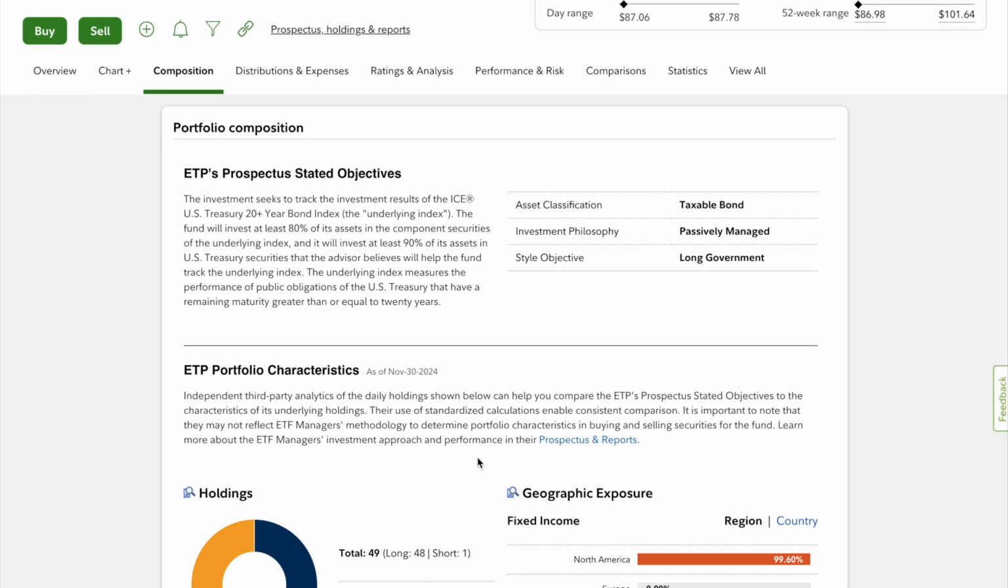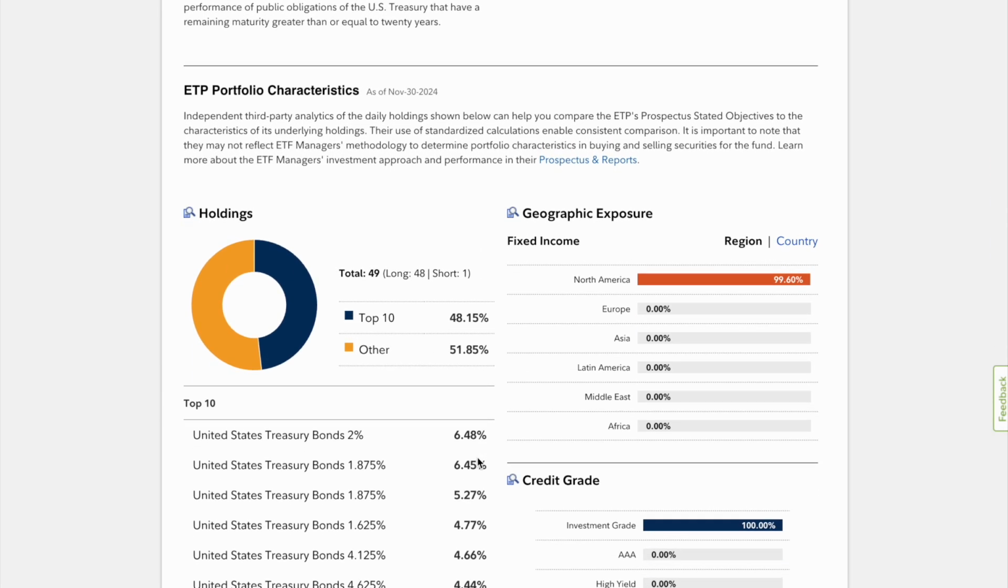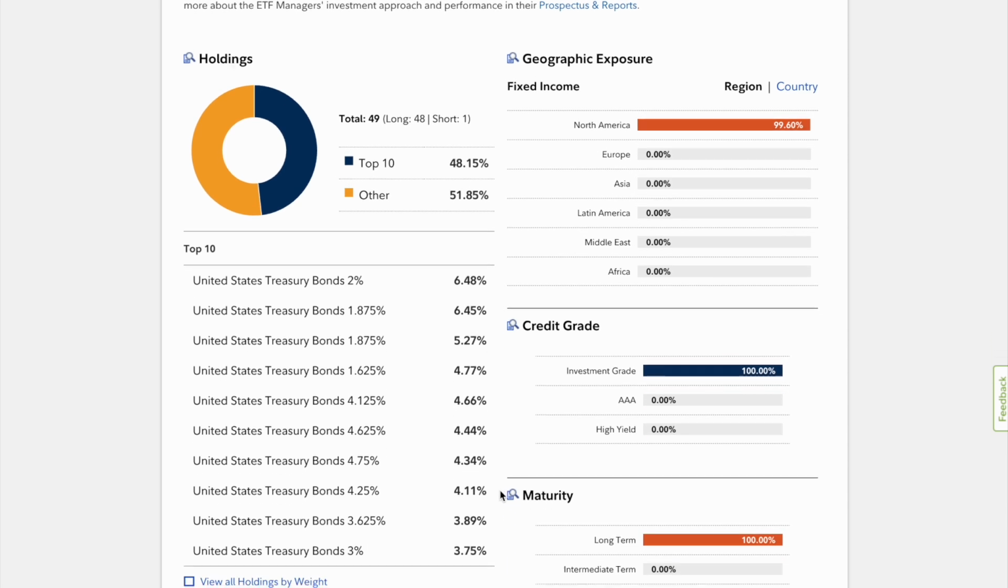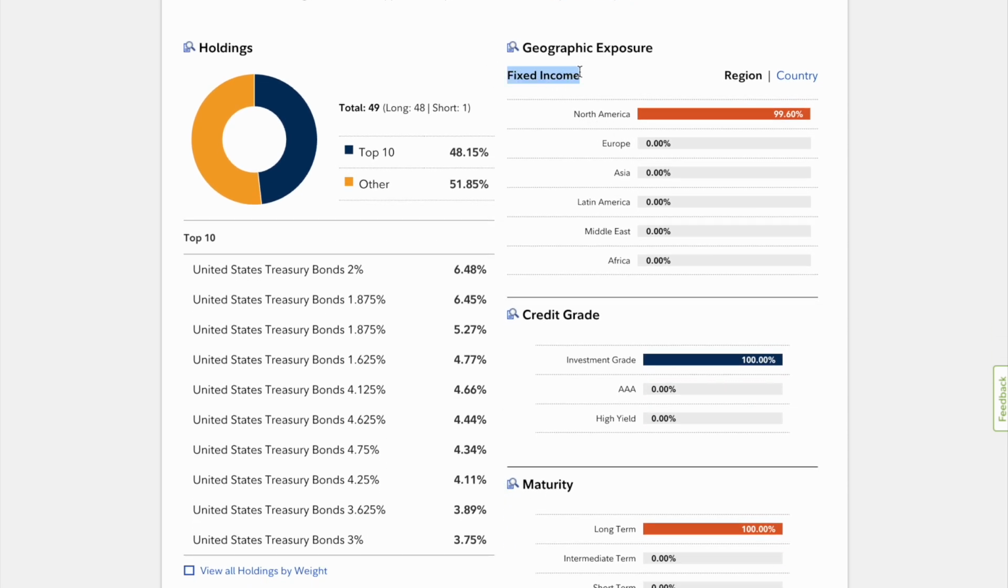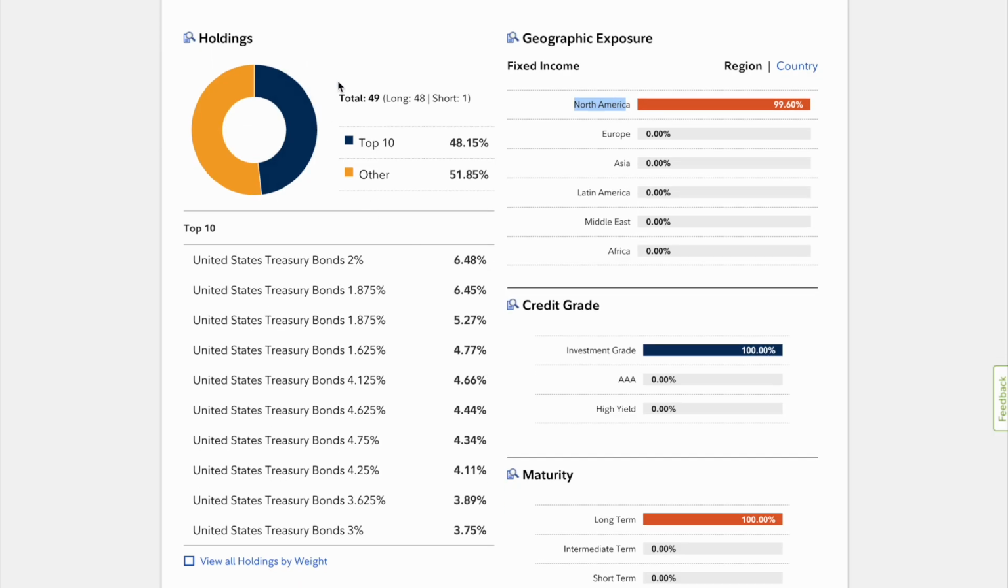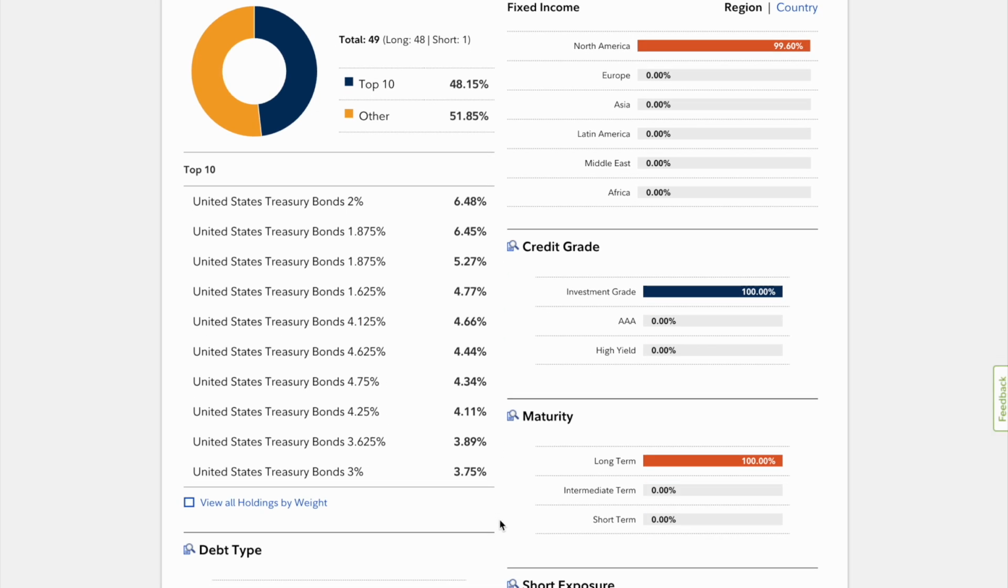So I just wanted to bring up the composition of this, and you can see here, just to give a little more clear outline, all your fixed income investments are within North America. And if you want to take a snapshot of this real quick, you have a total of 49 holdings within this. You have 2% bonds, 1.8, 1.6, 4%, and the list goes on and on. They all have that 20-year maturity.